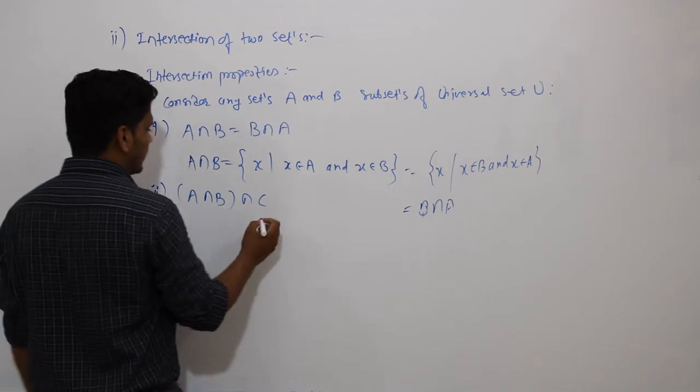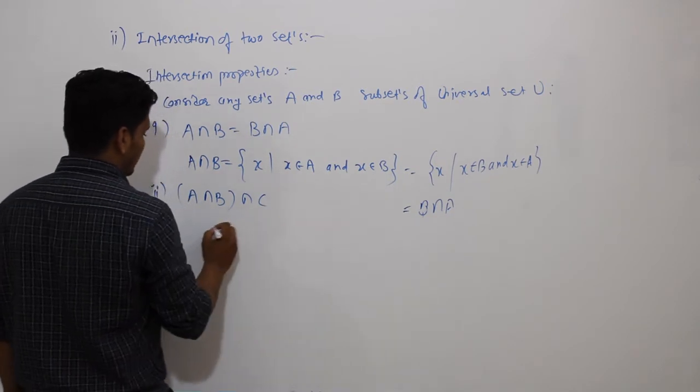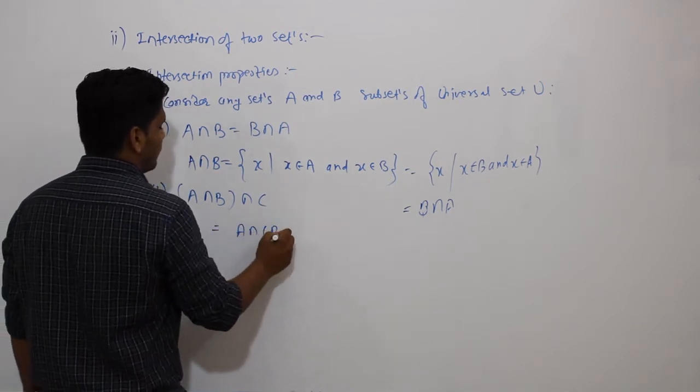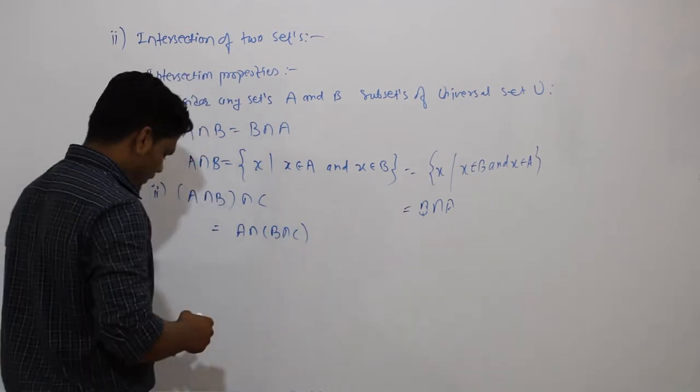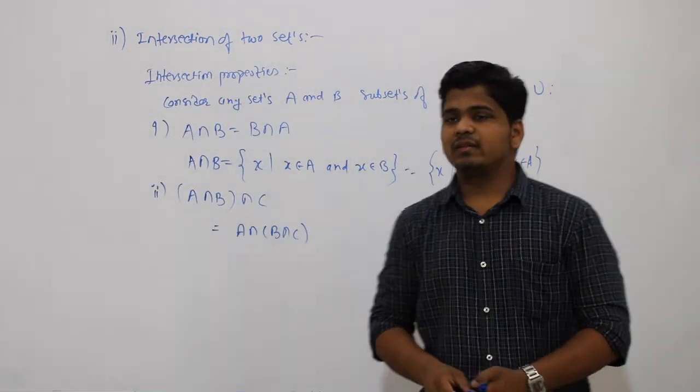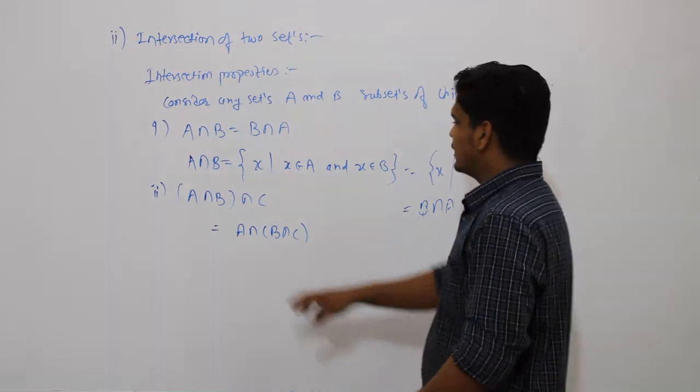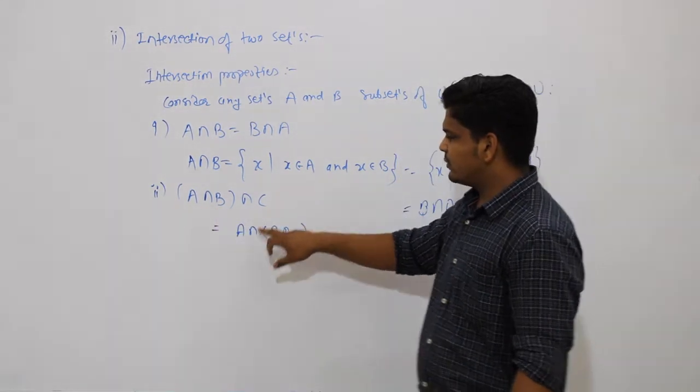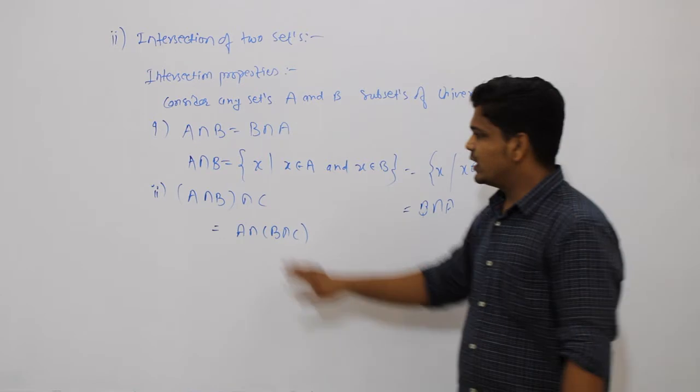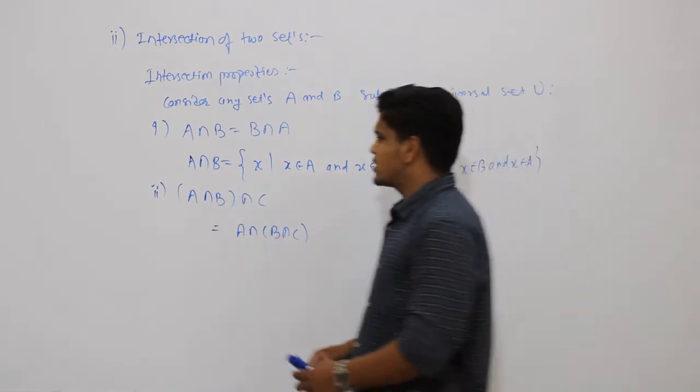Okay, this will be nothing but your A intersection B intersection C. Okay, means what? Your intersection is associative. Okay, means (A intersection B) intersection C is nothing but A intersection (B intersection C). Your intersection is associative. Next property.